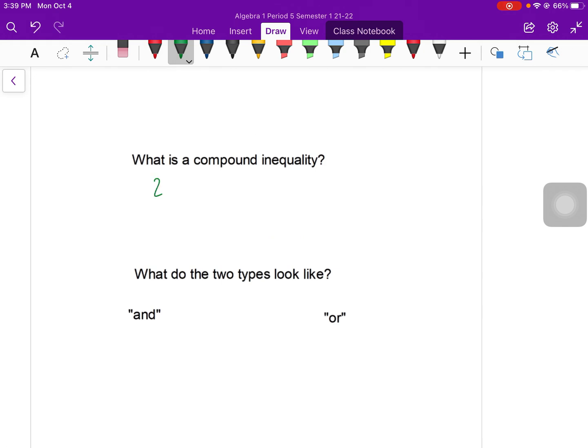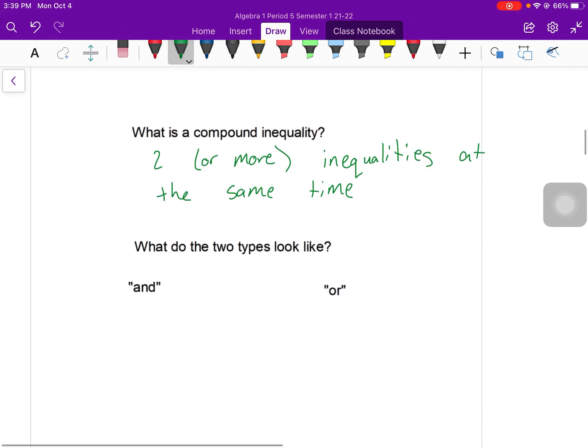It just means we have two or more, we only really do two in this class, inequalities at the same time. Meaning we're going to have one variable, but it's going to have to satisfy two different inequalities. So there are two types. There are ands and there are ors.